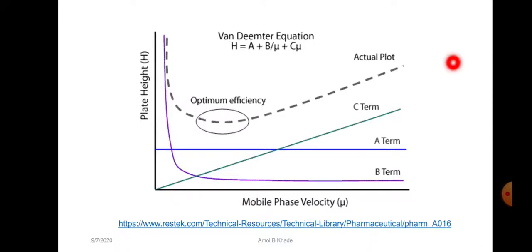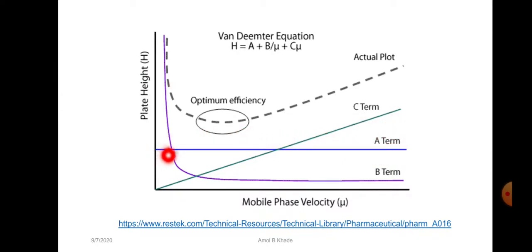All together, these three terms, that is Eddy's diffusion, molecular diffusion and the path transfer resistance, are summarized in this particular graph. This is the Van Deemter equation, H is equal to A plus B by mu plus C mu. On the y-axis we have the plate height and on the x-axis we have the mobile phase velocity. We can see the term A is nothing but our Eddy's diffusion. Eddy's diffusion does not have any effect of flow rate, so it is independent of flow rate.